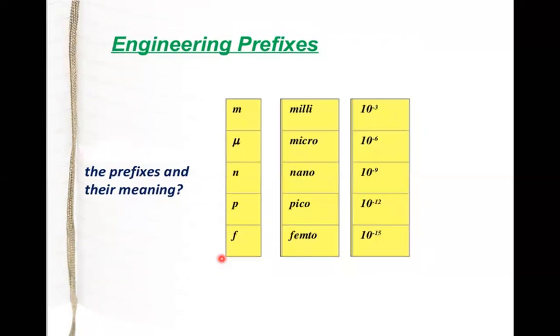If you take the negative ones, then milli is 10 to the power of minus 3, micro is 10 to the power of minus 6, nano is 10 to the power of minus 9, pico is 10 to the power of minus 12, and femto is 10 to the power of minus 15. So here we can say that peta is the highest and femto is the lowest.